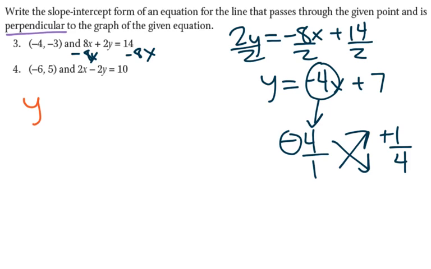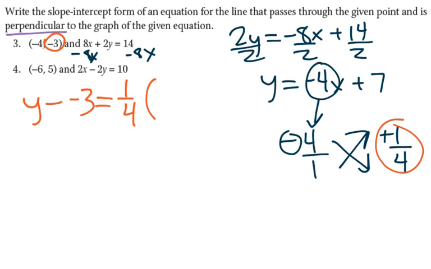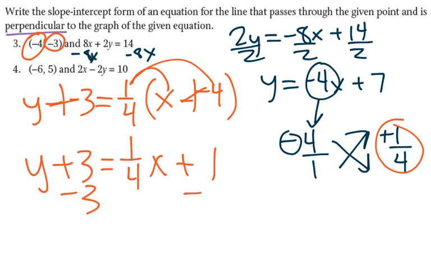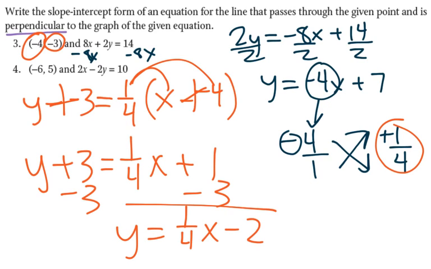So then I go y minus negative 3 equals my slope, 1/4, because it's perpendicular, so I use my different slope, times x minus negative 4. It's really plus. That's 1/4 x. 1/4 times 4 is actually just 1. We get y plus 3 equals 1/4 x plus 1. Subtract 3. We get y equals 1/4 x minus 2. And that's our answer. And that's all we have to do.